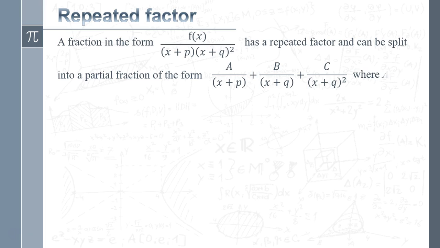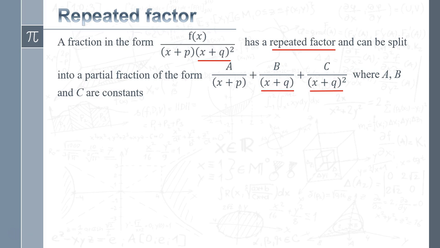Essentially what we've got is a fraction where the repeated factor is the squared bit here. And what we've got to do is take our repeated factor, and the format that it's going to be when we write it as a partial fraction, slightly oddly, is going to be a over x plus p plus b over x plus q plus c over x plus q all squared. So that repeated factor actually generates two fractions as part of our split apart version. And it's always going to be in that format, so that's the format you need to go for.